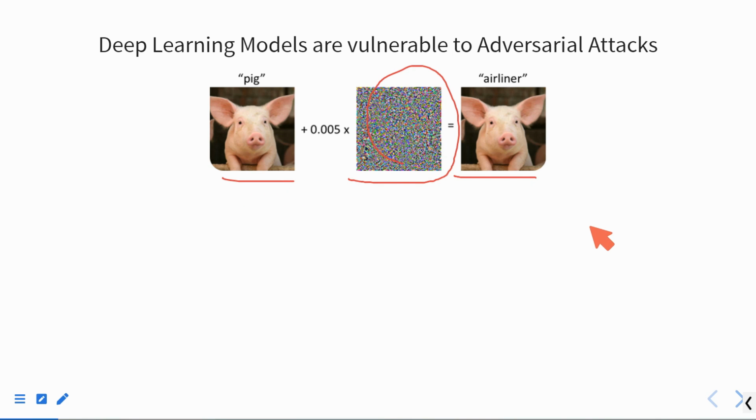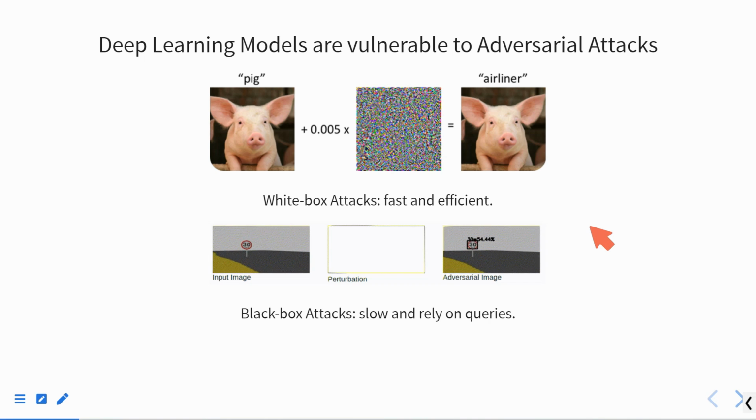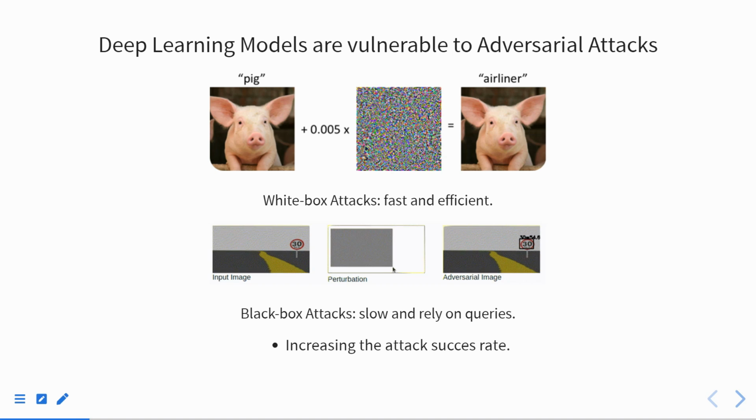Existing adversarial attacks consist of white box attacks and black box attacks. White box attacks have full access to model details and are fast and efficient. They can attack deep learning models in real time. On the other side, black box attacks do not require access to model structure and weights, but they rely on queries and are slow. For black box attacks, prior research has primarily focused on increasing the attack success rate and reducing the number of queries.